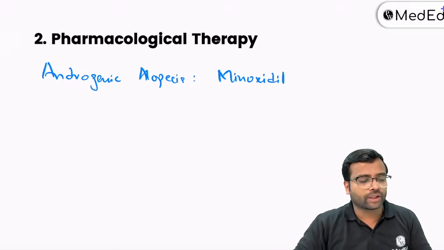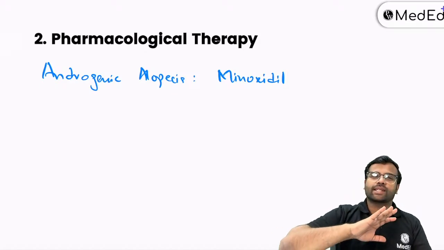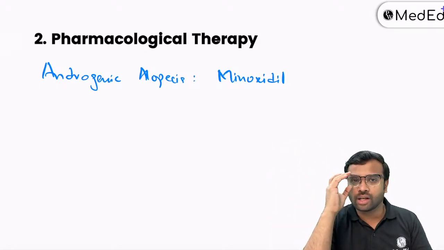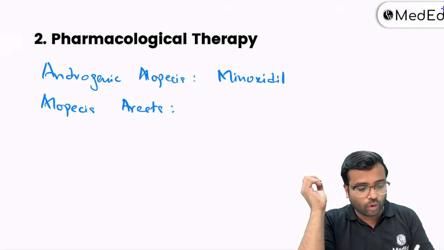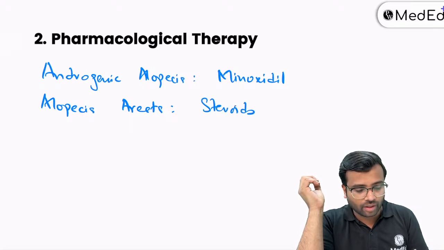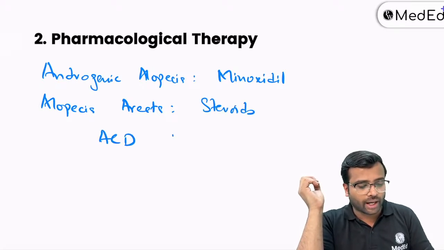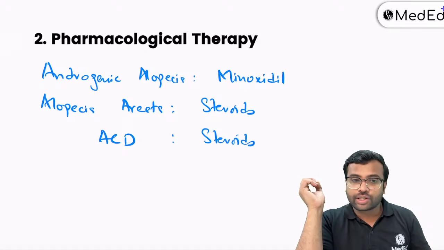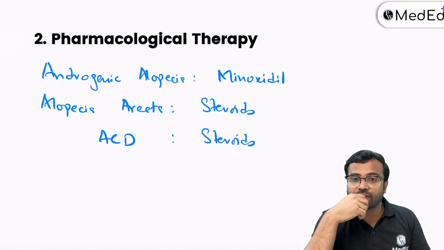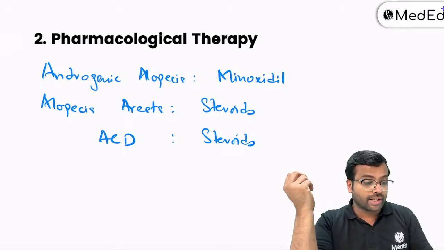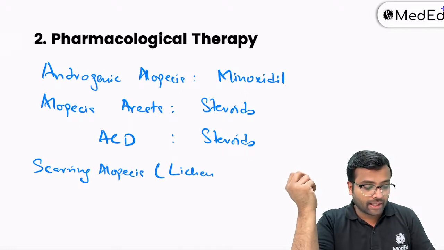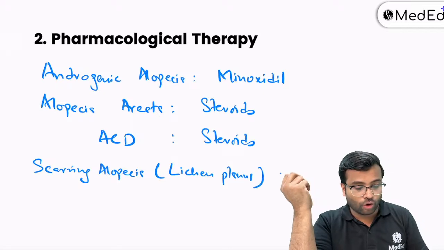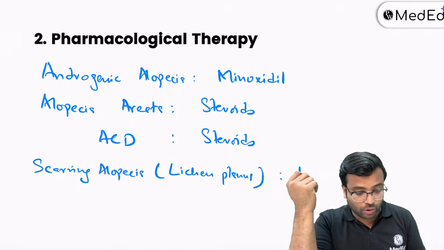Whereas, what about the next one? Telogen effluvium, I told you, it's just management of the stress and the underlying condition. And alopecia areata, we've already discussed. We can go for steroids. If it is allergic contact dermatitis, again we can go for steroids, isn't it? So any other disease that we have discussed? Yeah, there is scarring alopecia, as in lichen planus, etc., where you can go for some treatment like hydroxychloroquine.